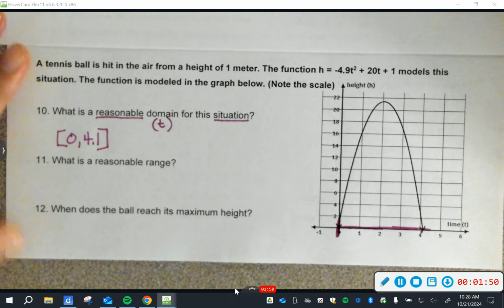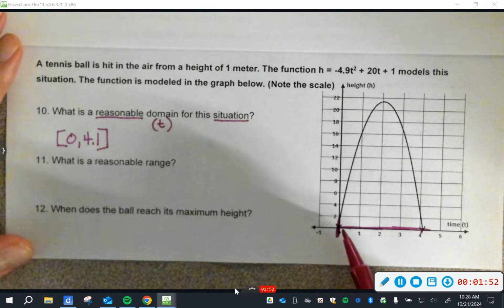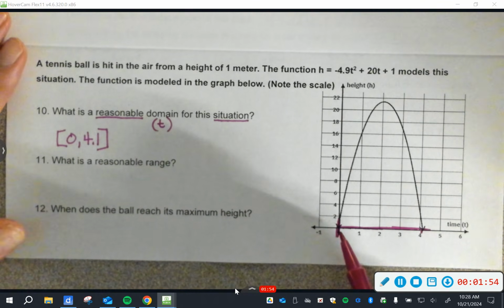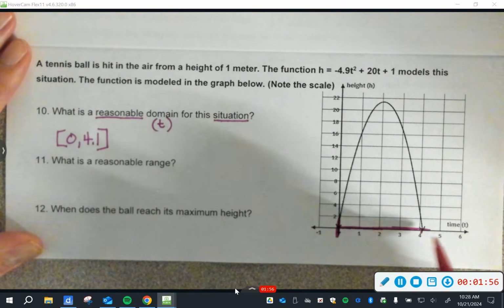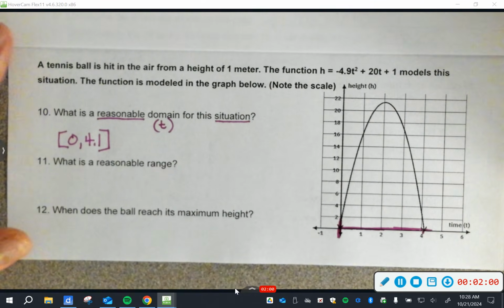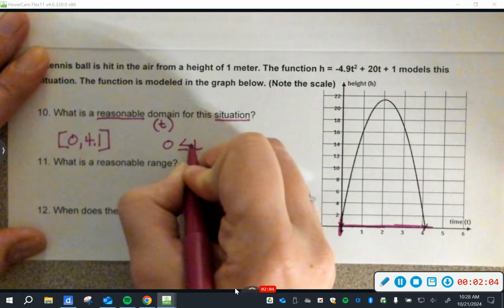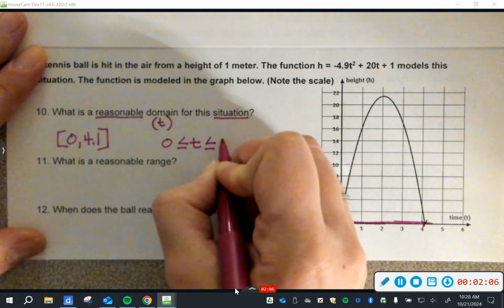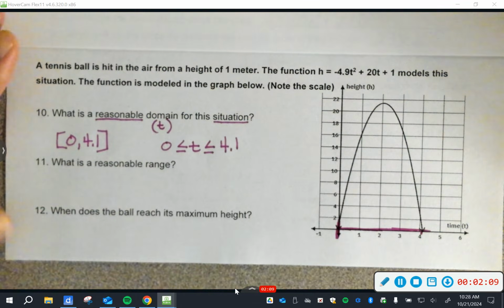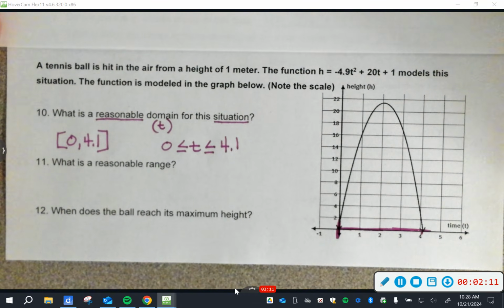Okay, and I'm using brackets because time does begin at 0 and it does go. We don't have open circles, okay? Or I could say 0 is less than or equal to t is less than or equal to about 4.1. 2 ways of saying that. Okay? All right, what is a reasonable range?